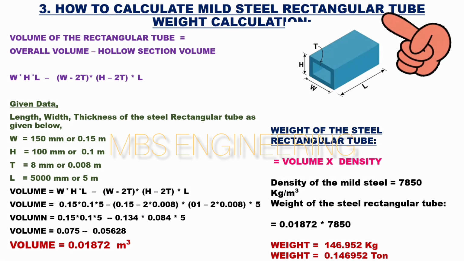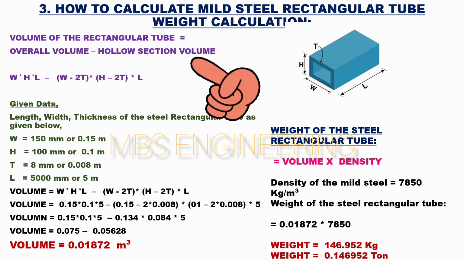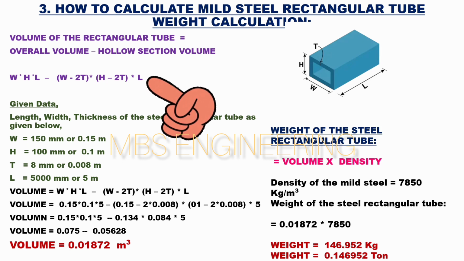Next, we learn about how to calculate the volume and weight of the mild steel rectangular tube. The volume calculation formula for a mild steel rectangular tube is: volume of the mild steel rectangular tube is equal to overall volume of the mild steel rectangular tube minus hollow section volume of the mild steel rectangular tube. The overall volume formula is W into H into L. The hollow section volume formula is W minus 2T multiplied by H minus 2T and multiplied by L. It means W minus 2T and H minus 2T give us the inside width and height of the hollow section.